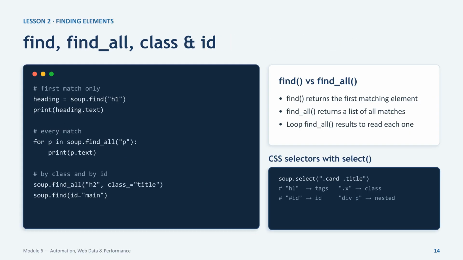Use the find method for the first matching element, or find_all for a list of all matches. You can further narrow your search by class or ID attributes. For those who know CSS, the select method allows for even more flexible and concise querying of web page elements.